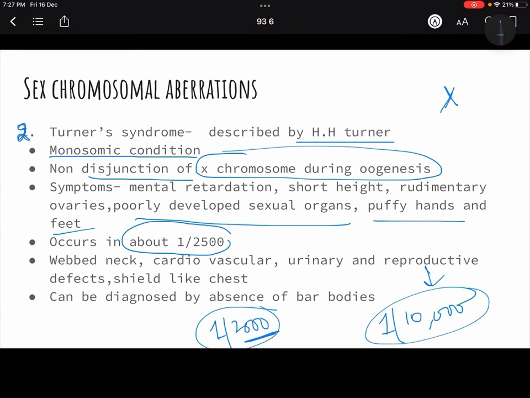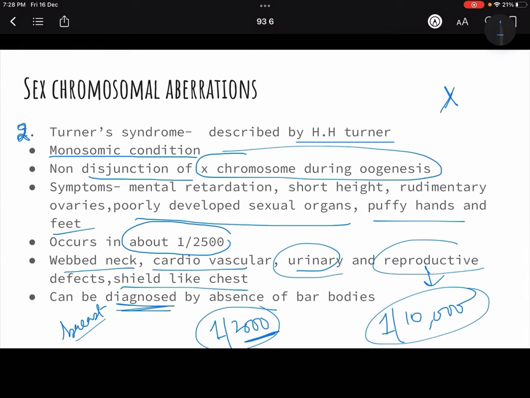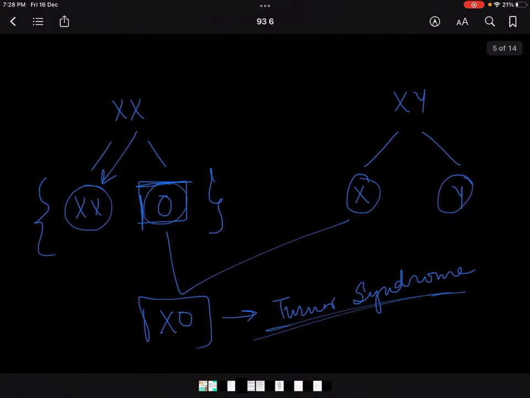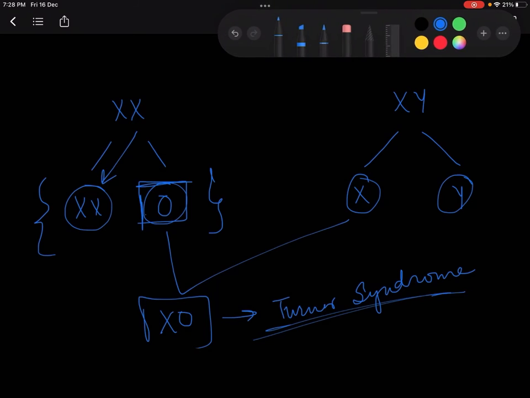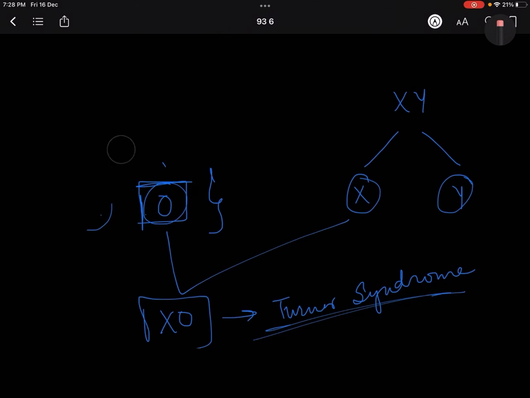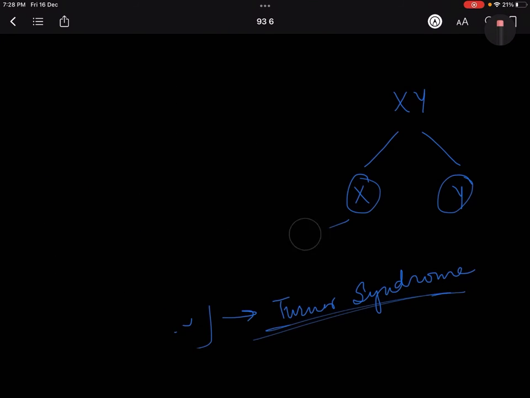ठीक है? So we have talked about the webbed neck. We have talked about they have cardiovascular problems, urinary disorders, reproductive defects, and shield-like chest. That means females have breasts, but that breast development is not there. So, acha. Now how to diagnose that they have this problem? So you can do it with the absence of the Barr bodies. Now what is this concept of Barr bodies? I'll just explain to you. You need to understand what happens.